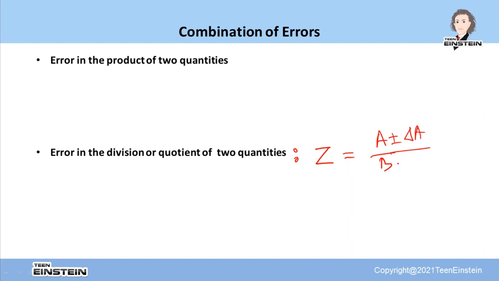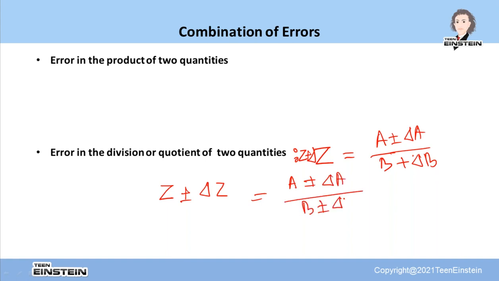Okay, delta a, here also some error is there, delta b, and suppose in z it is delta z. Okay, z plus or minus delta z. So I'll write here again plus or minus delta z. So you have a plus or minus delta a, then b plus or minus delta b, these quantities.